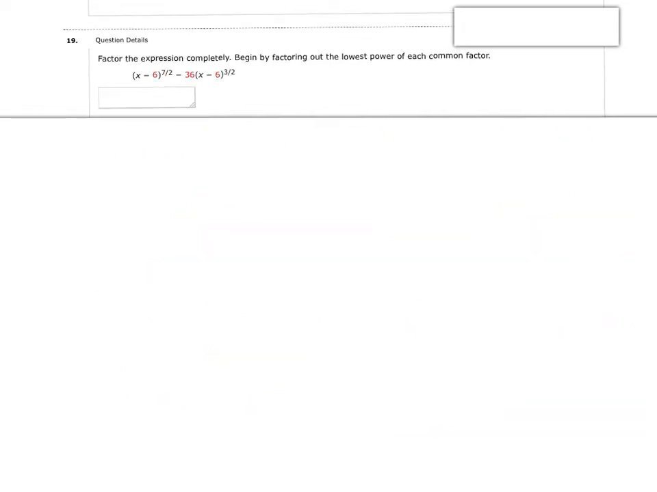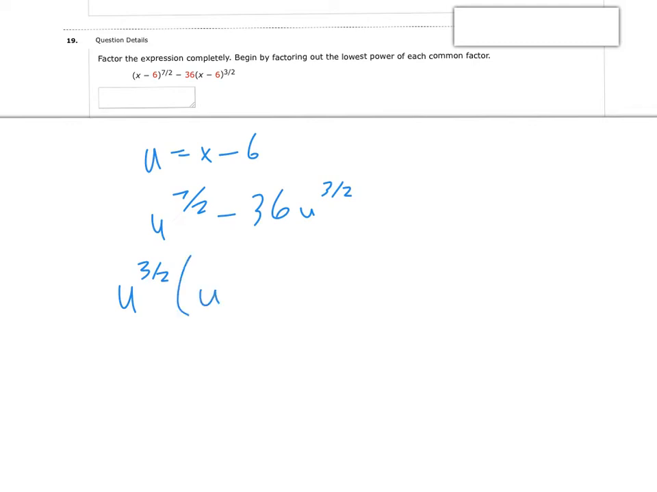All right, now we're going to kind of combine the last two ideas. So we're going to combine the fractional exponents with the u substitution. So I'm going to let u equal x minus 6 here, since that's in the parentheses. So this will become u to the 7 over 2 minus 36 u to the 3 over 2. So I can go ahead and factor out here u to the power of 3 over 2. That's the smaller exponent. This will become u to the 4 over 2, since I subtract those. And so that'll just be squared minus 36. And I see I can actually factor that some more, so it'll be u minus 6 and u plus 6.